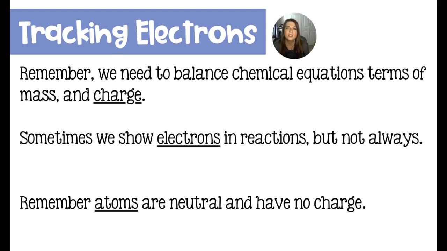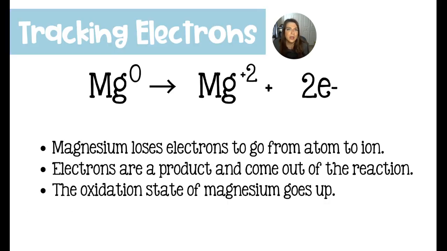The law of conservation says that reactions have to be balanced in terms of mass and charge. Up until this point, we probably were just focusing on mass, and this time around, we're going to make sure that the charges are balanced as well. Sometimes in our redox equations, we do write electrons to show how they're moving around, and other times we don't. It is important to remember, though, that atoms are neutral because they have the same number of protons and electrons. So this is how we track electrons.